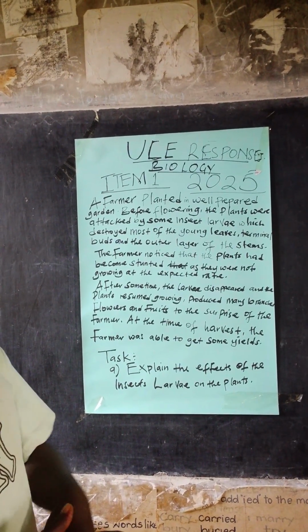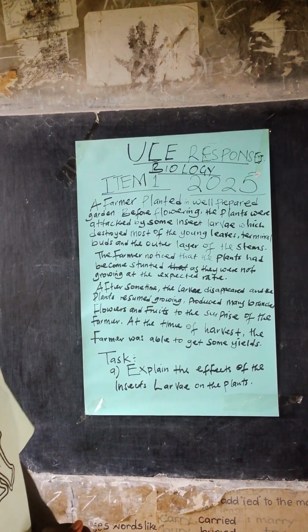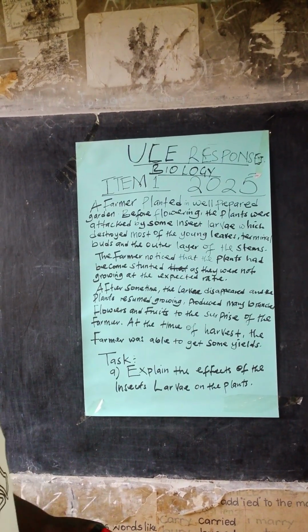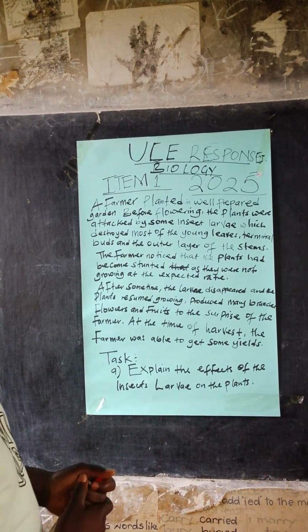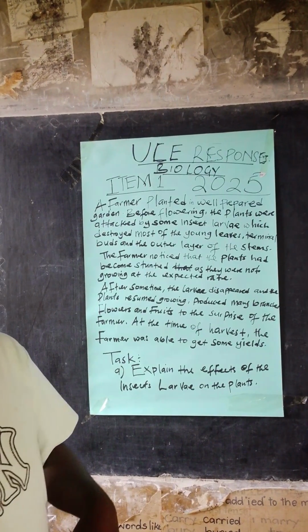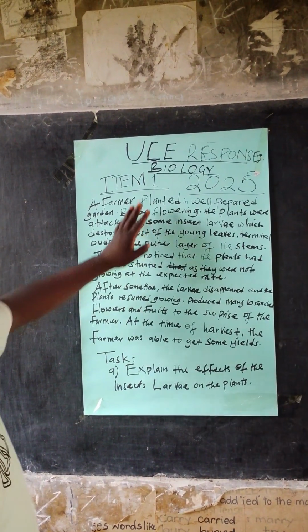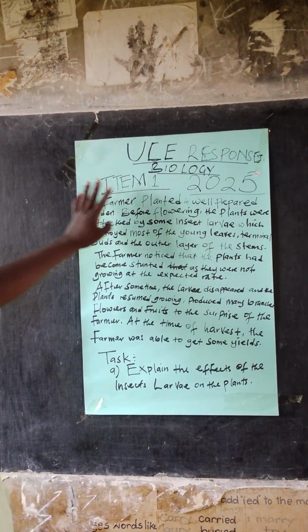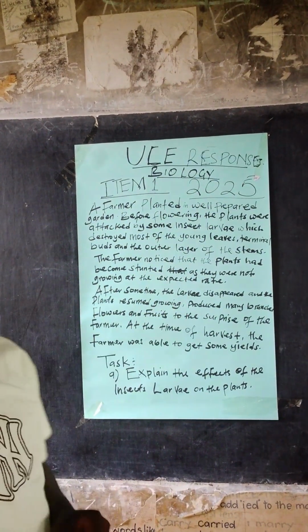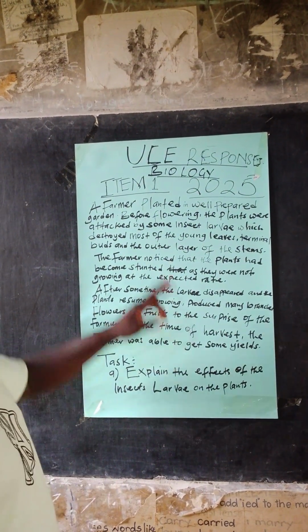We are going to be doing various numbers as far as biology is concerned. Same applies to chemistry also. But we are going to begin with biology, UCE, the paper which they did. We are going to begin with item 1.